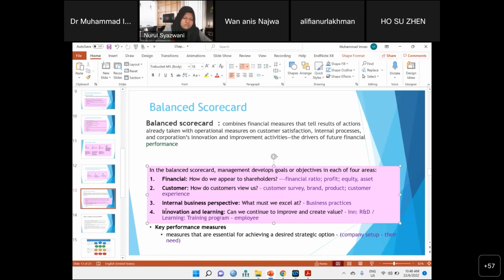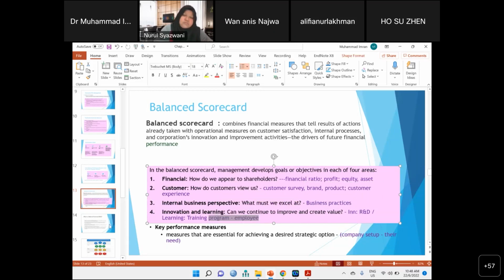Number three, internal business perspective. What must we excel in? Business practices. We have to evaluate our business practices. Which practices need to improve? And the last one, innovating and learning. Can we continue to improve and create value? See, R&D, research and development, learning, training employees, new technology. Key performance measures are essential for achieving this, but focus on the three or four.